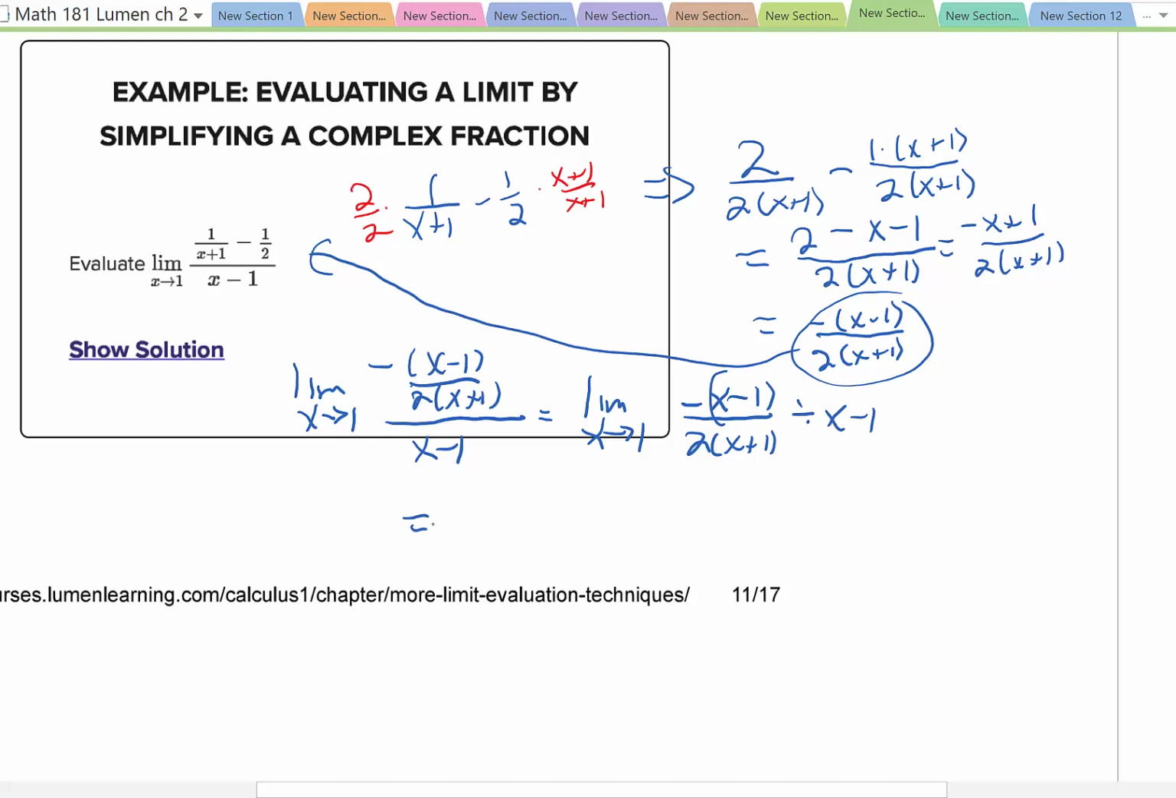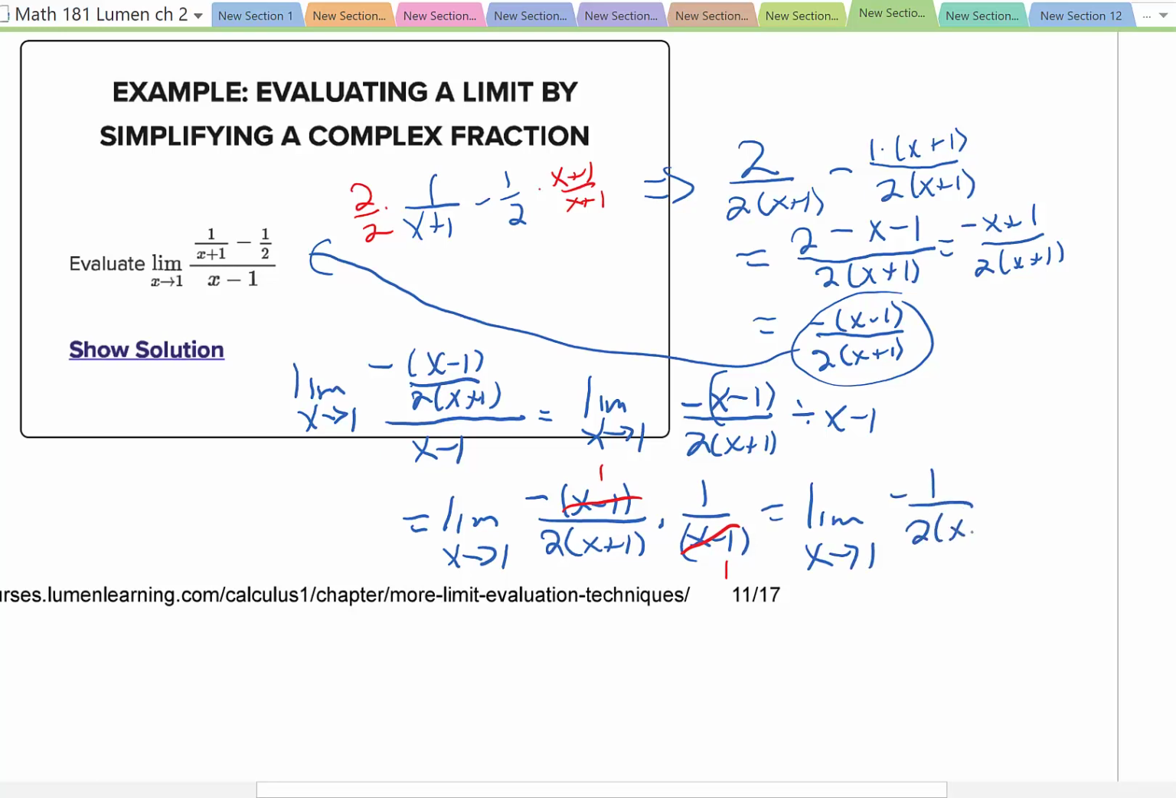So another step, and I get it. If you can skip that step, that's fine with me. I don't want to lose anyone, so I'm going to show this step. The limit as x approaches 1 of negative of x minus 1 over 2 times x plus 1 times 1 over x minus 1. And from here, I will divide out those x minus 1s. And this gives us the limit as x approaches 1 of negative 1 over 2 times x plus 1.